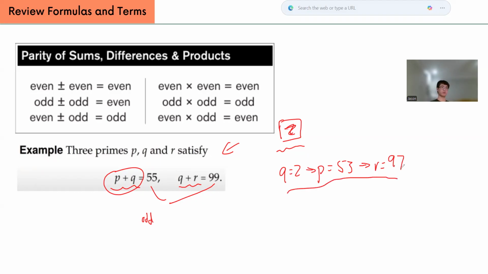So this is our only solution here because we just basically use the fact that 2 is the only even prime.